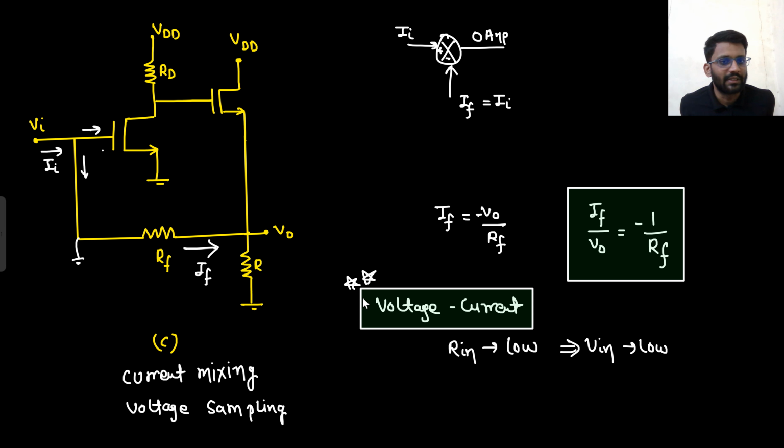If V0 is finite, that means there is certainly voltage sampling. So voltage sampling and current mixing. So voltage current is the feedback topology. If they ask you to find the feedback factor, what will you do? For the feedback factor, I need to find the feedback current.